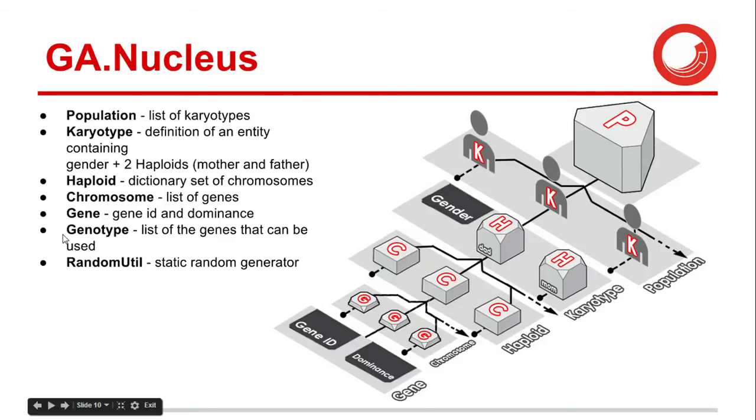The genotype, which isn't shown on here, is kind of like all the DNA that can make up somebody. The haploids only contain a subset of that genotype, but it's a definition to create an entity. So you want to tell it which chromosomes it should have, how long each chromosome should be, and what to use to make up the genes. That is what the genotype is used for. It's used in the initiation. And the random utility is used all over the place. It's used to create the variation.